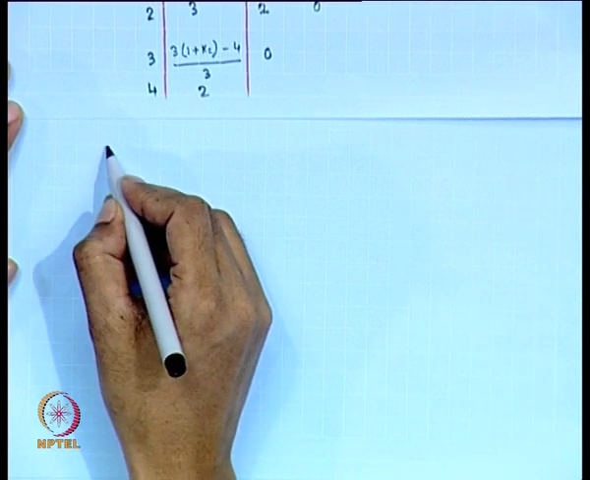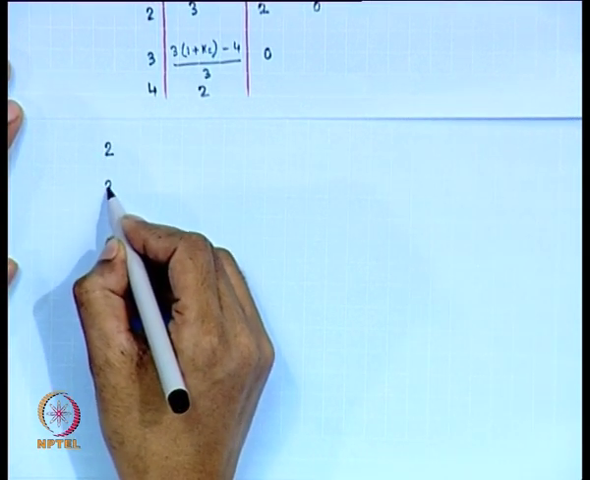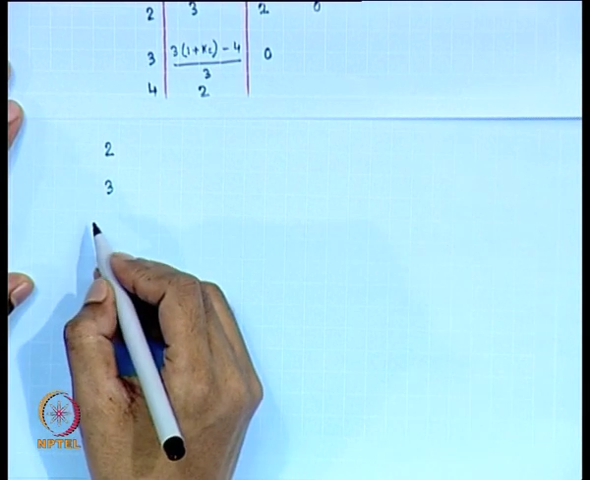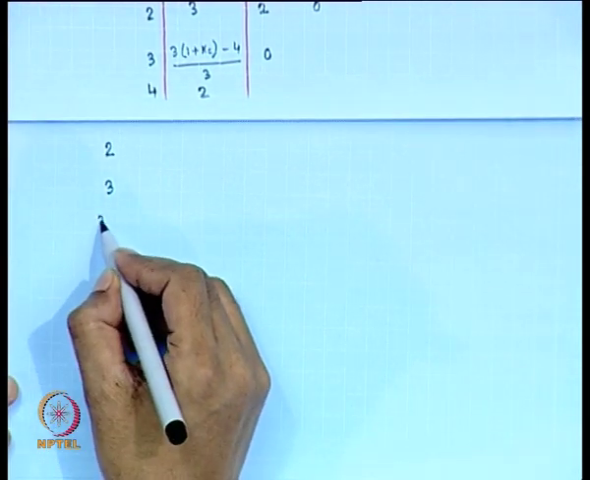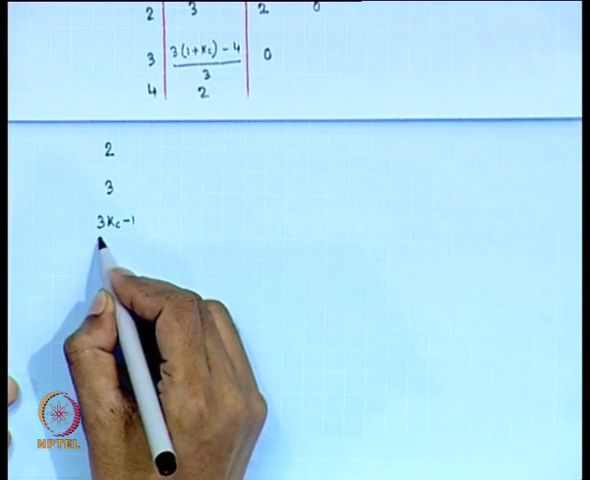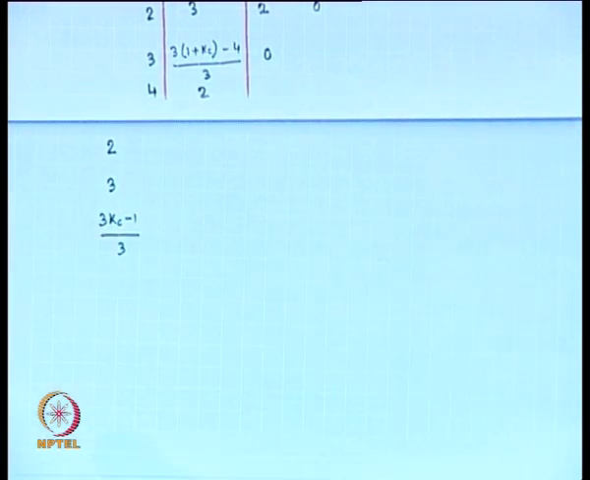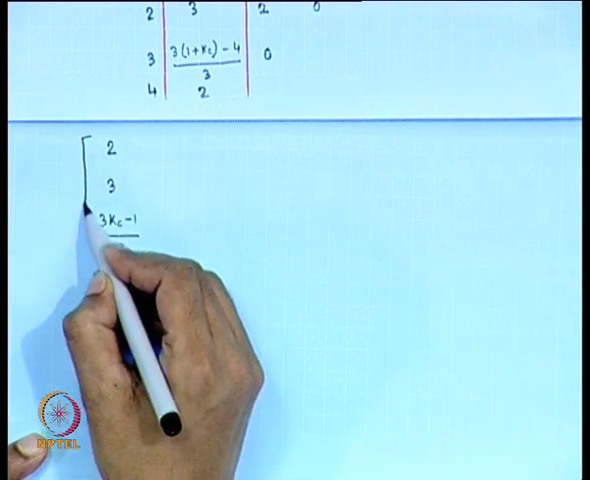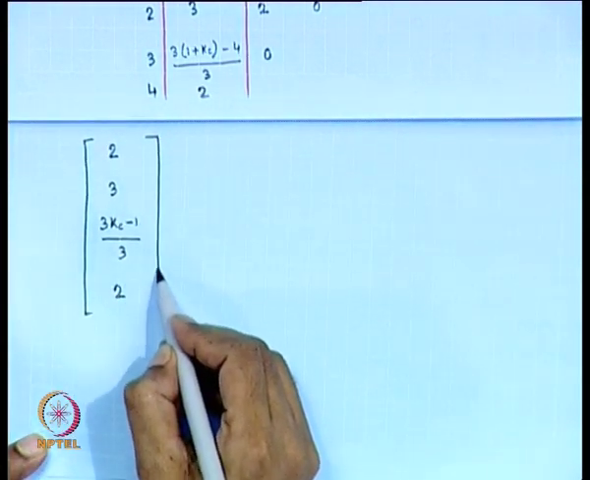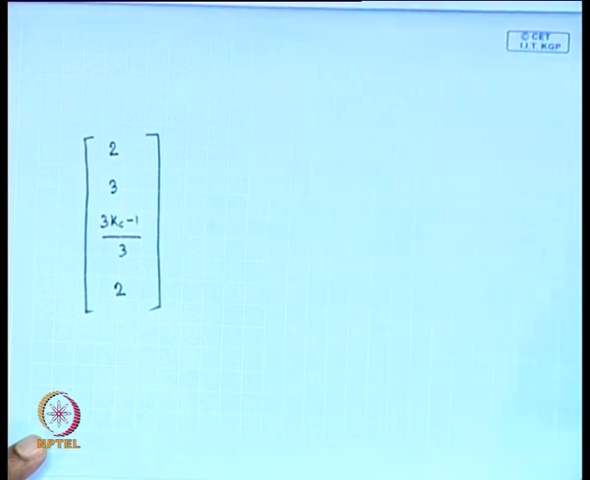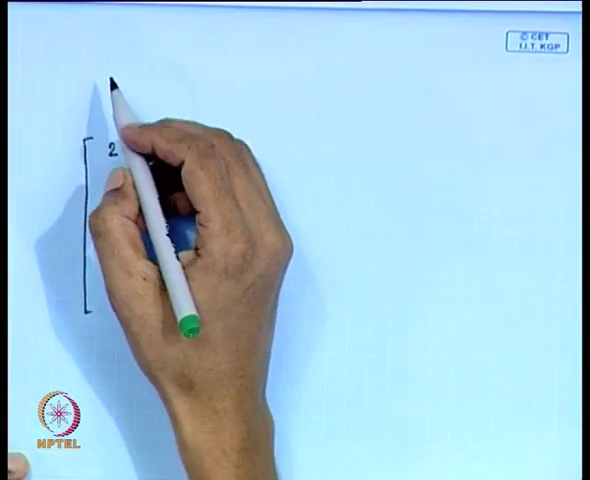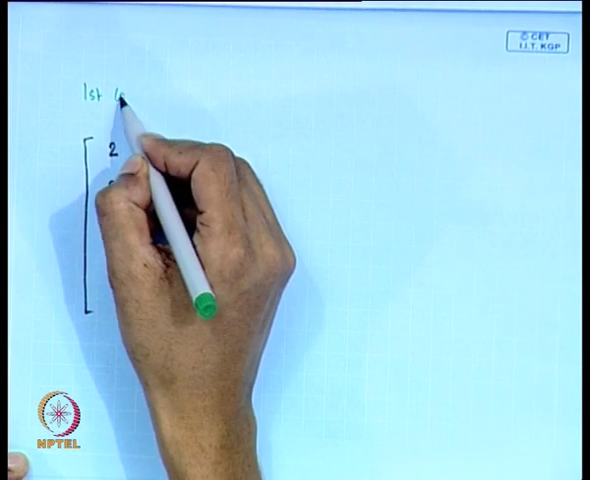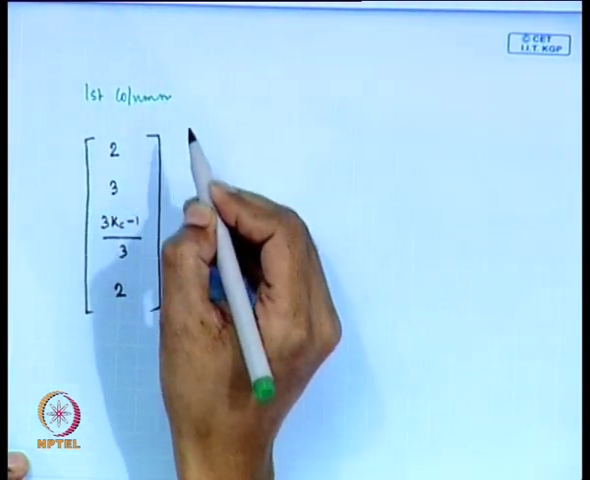So, the first column we can write as 2, 3, then the third element is (3Kc minus 1) divided by 3, which is the element of the third row, and the last element is 2. So, this is the first column in the Routh array.